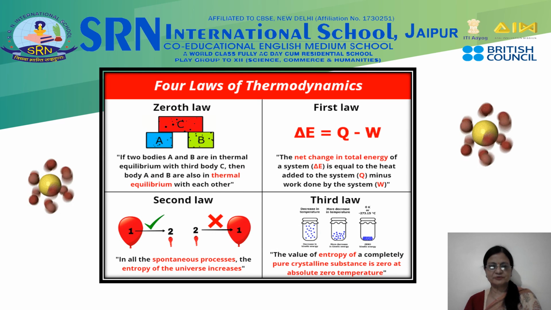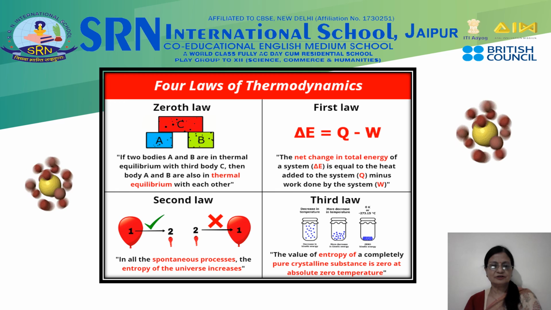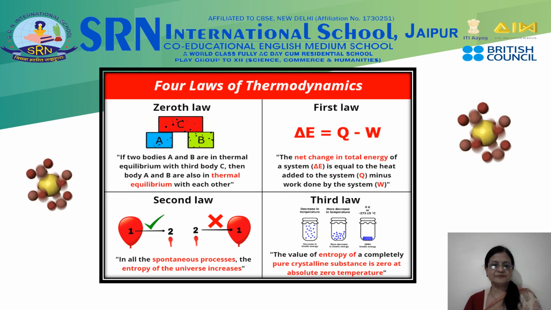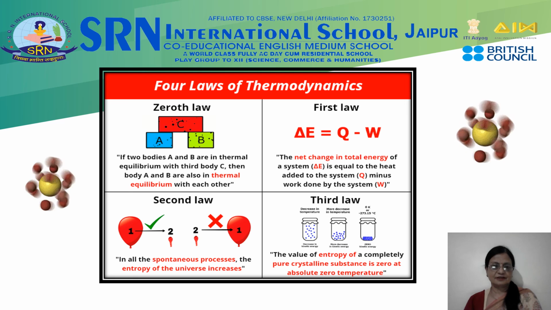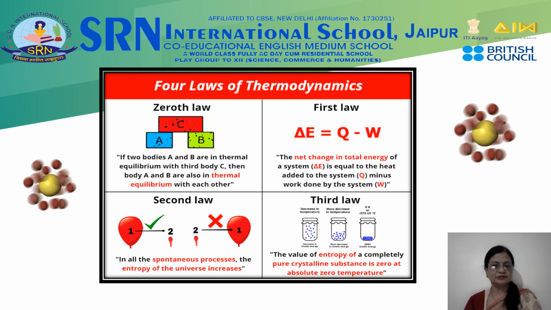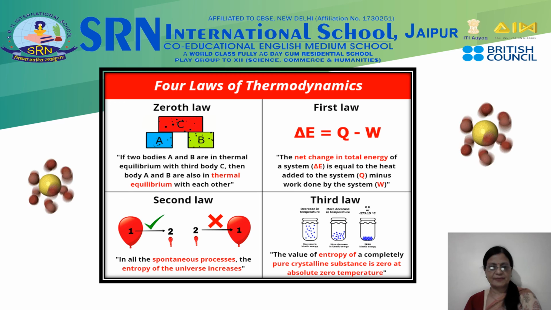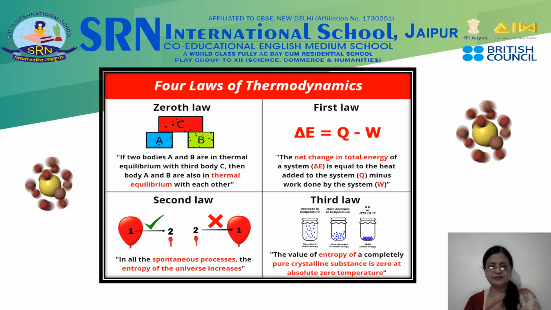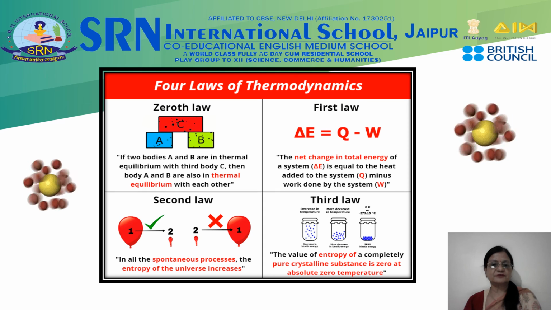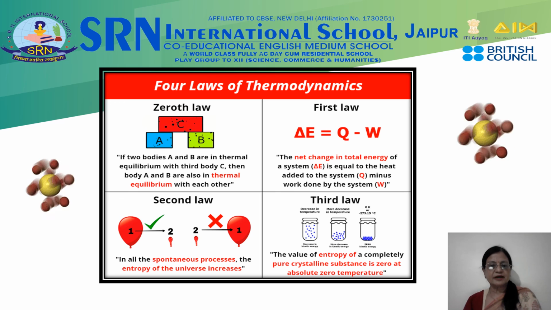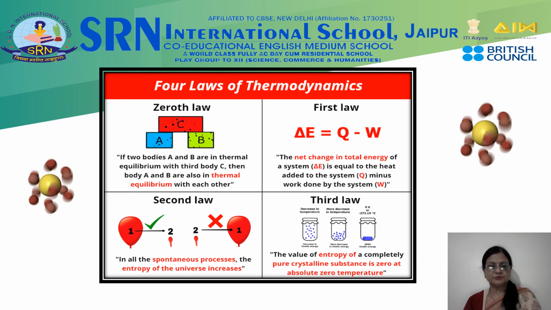So, four laws of thermodynamics. First, the zeroth law. If two bodies A and B are in thermal equilibrium with a third body C, then bodies A and B are also in thermal equilibrium with each other. First law, as we have already studied, delta E or delta U is given by Q minus W, where the net change in total energy of a system, delta U, is equal to the heat added to the system Q minus the work done by the system W.